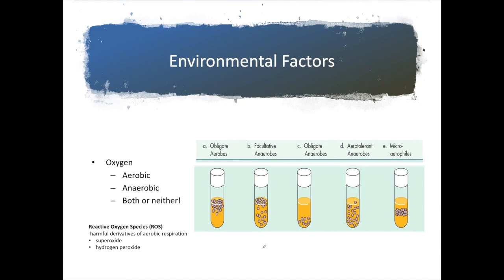Now another environmental factor that's really important is the oxygen requirements. Bacteria can be aerobic, meaning they require oxygen, or anaerobic, meaning they do not require oxygen. They actually can't be near oxygen. Sometimes organisms can be both anaerobic and aerobic, and sometimes they're neither. They're in between. So let's take a look at how we would determine this.